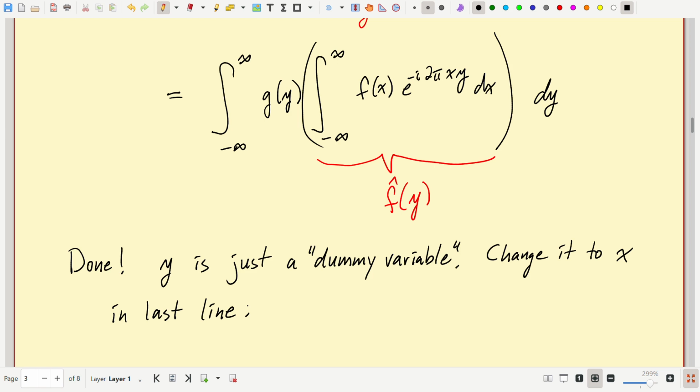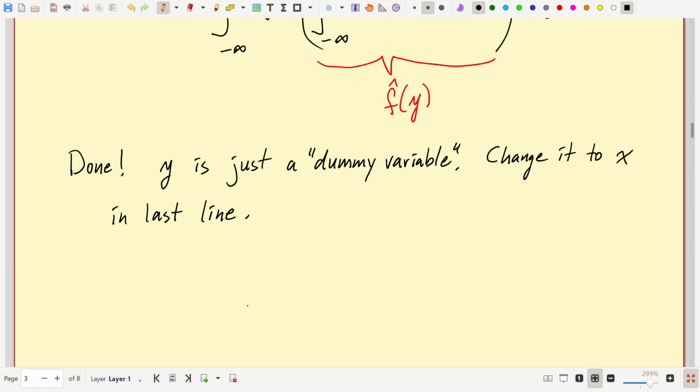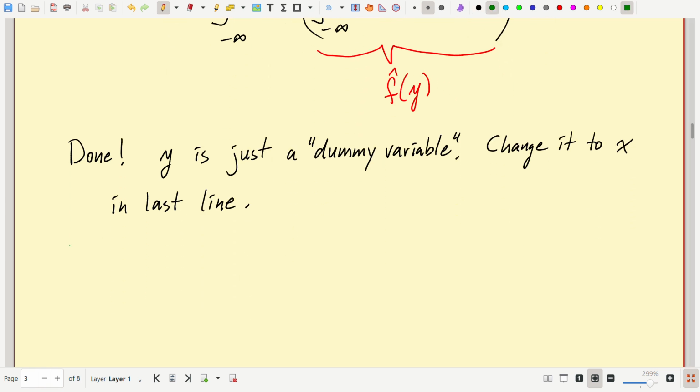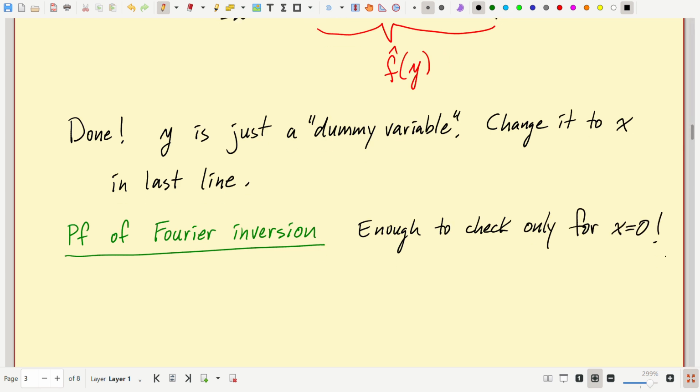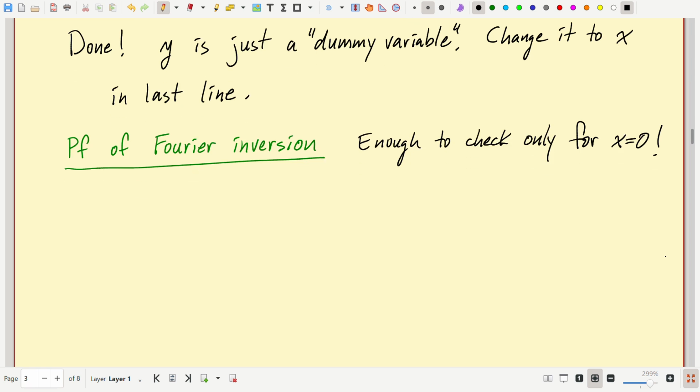Okay. So here's the drum roll. I'm going to demonstrate the Fourier inversion formula. And the amazing thing is, you only really have to check it at x equals 0. So it's kind of a shocking thing. Enough to check x equals 0. That's this big surprise.